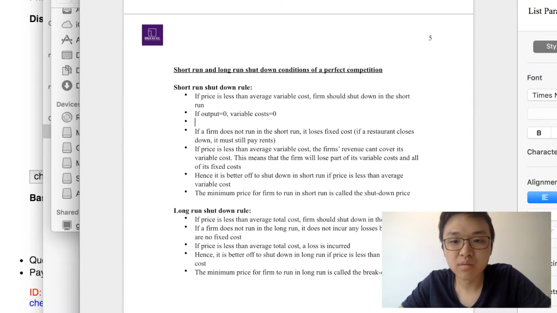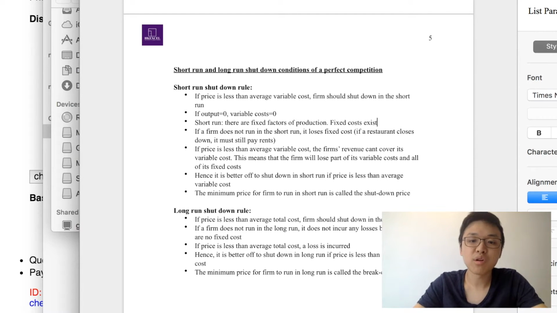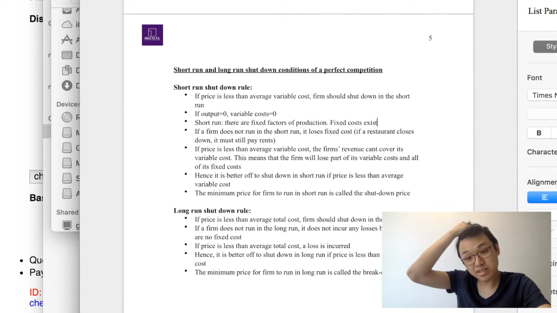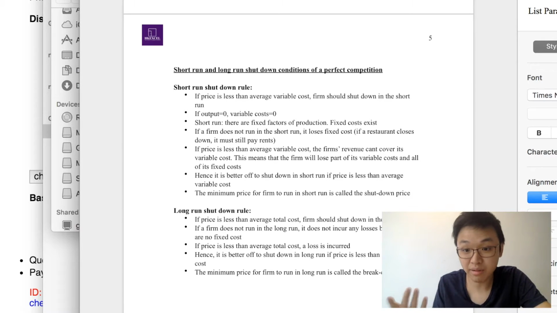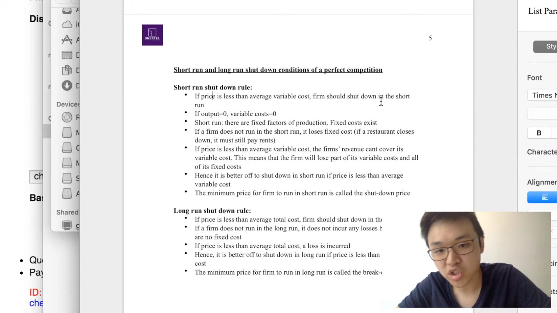So what is the short run? Short run means that there are fixed factors of production. Another way of saying that is a fixed cost exists. For a restaurant, the fixed cost will be the rent. Even if they don't produce, they still have to pay rent in the short run, because there's the rental contract. So the thing here is that if price is less than average variable cost, the firm will shut down.